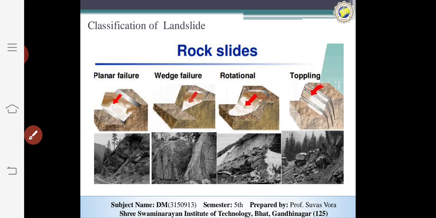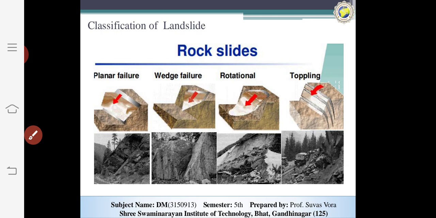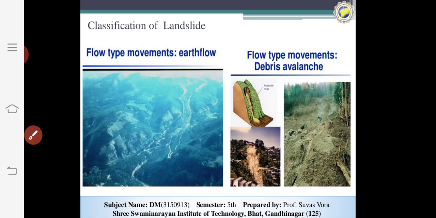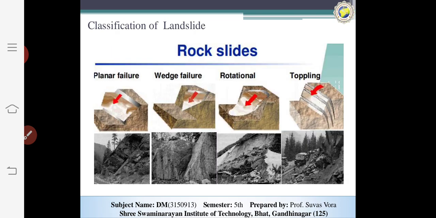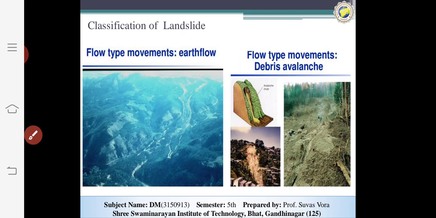Then the rock slides: you can see different examples, such as rotational, toppling, wedge failures, and then plunge failures. These are examples of rock slides. The next one is the movement of earth flow. This one is the movement of earth flow. The flow type of movement describes the avalanche. So this one describes avalanche examples.